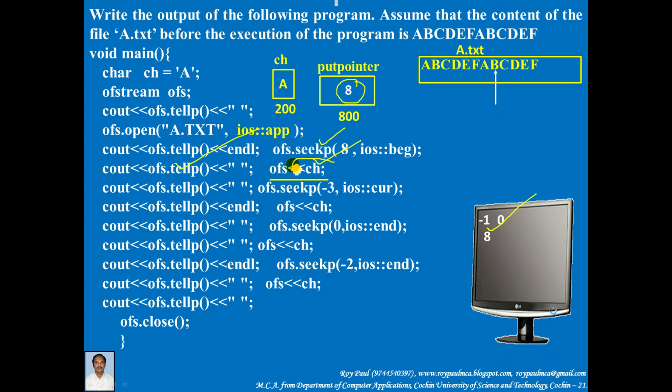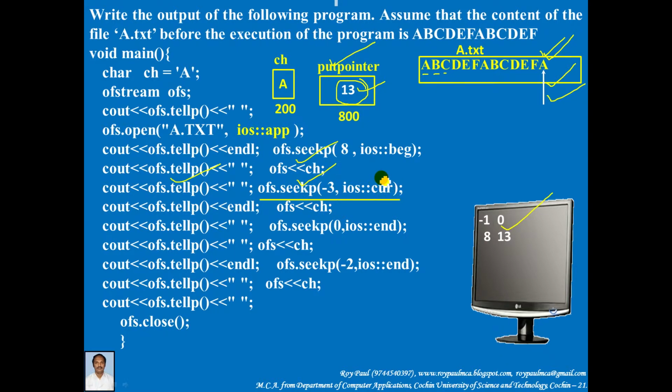OFS output operator CH. CH contains capital A, and OFS output operator capital A means capital A will be written to this file. The file is opened in app mode, so even though the file pointer is here, the new data is written to the end of the file. So after writing the new data here, the file pointer will be below that character. So your put pointer contains the position of this file pointer from the beginning, which is nothing but 13. You can see 1, 2, 3, etc. up to 13. After this, next statement, tellp returns the current value for put pointer, so you get the answer 13.